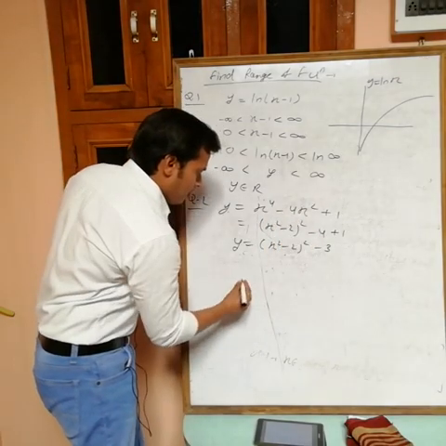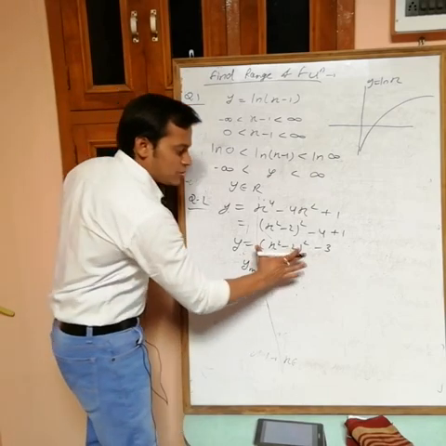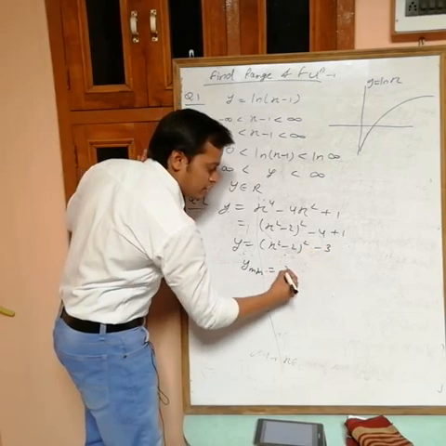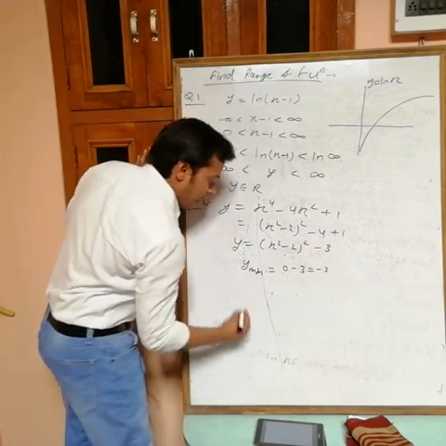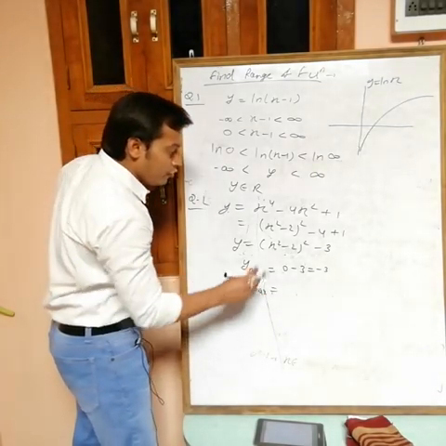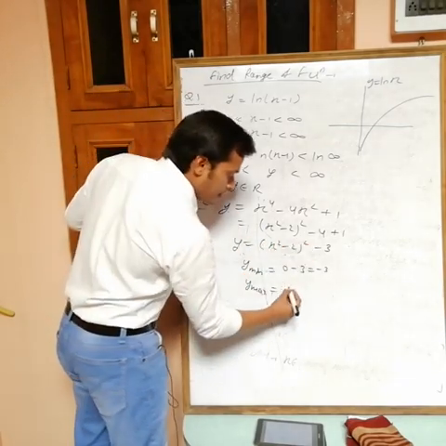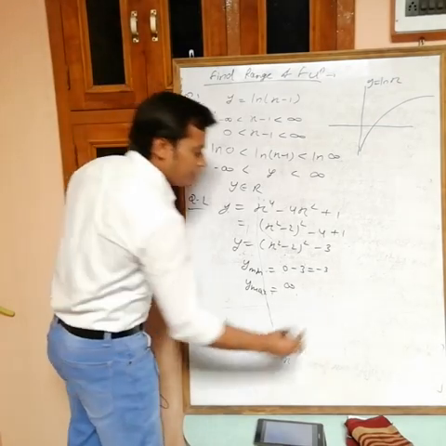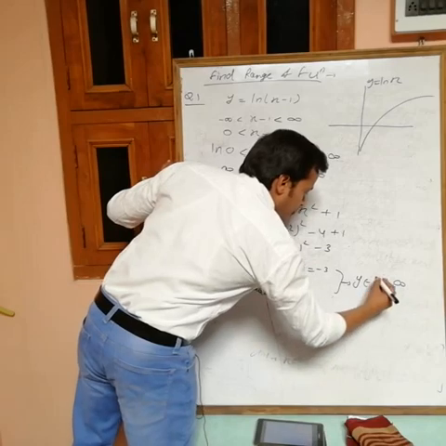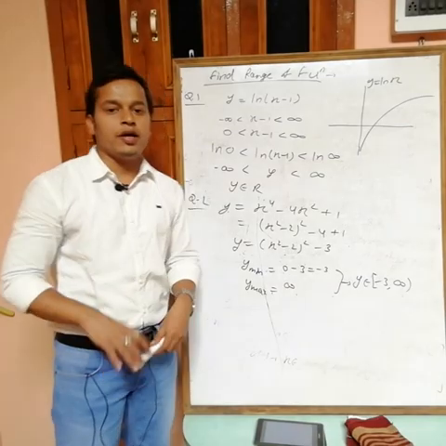So the minimum value of y will occur when this term is minimum, because you can't change the other term, and the minimum value of the square is 0. Then 0 minus 3 gives minus 3. The maximum value of y occurs when this term is maximum, and the maximum value of the square is infinity. So infinity minus 3 is also infinity. By using these I can say that y belongs to minus 3 to infinity, including minus 3. This will be minus 3 when this term equals 0, meaning at x equals root 2.